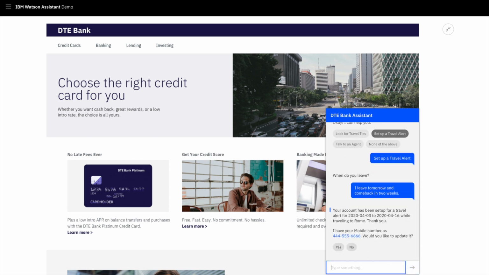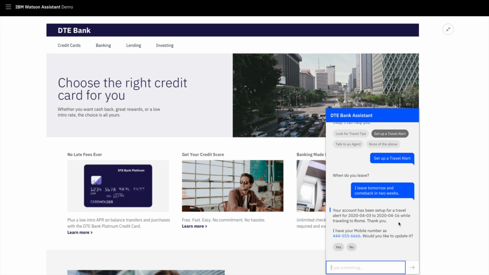So I've supplied a little bit more information here than maybe Watson was expecting. The only question that Watson asked me was when I leave, but I assumed that the next question would be, when do you return? So I supplied both pieces of information. Watson is able to capture both pieces of information and store that so that it doesn't need to ask me that follow-on question. It just takes both pieces of information and sets up my account for a travel alert.